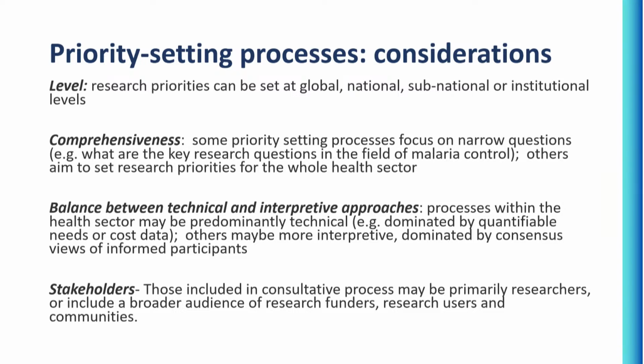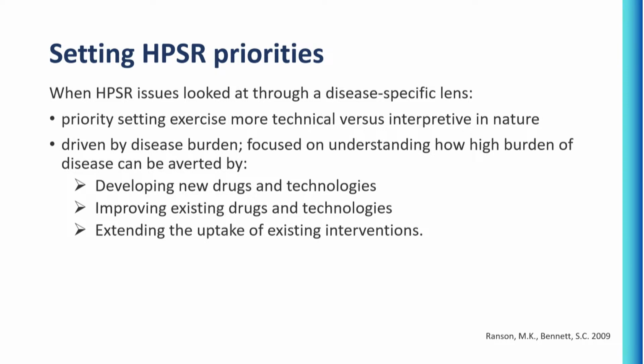The fourth point is, who am I including in my group of people who are involved in the research priority setting process? So those included in a consultative process could be primarily researchers or experts in the field, or they could involve funders, research users, or communities. So this is also a very big decision. If you consider each of these points when you think about priority setting exercises, even at a small level, I think these are worth considering. Okay, what kind of evidence am I bringing into the equation? What kind of people am I going to consult, right? And am I looking at a more technical form of evidence, or am I looking at interpretive evidence? And at what level am I setting my priorities?